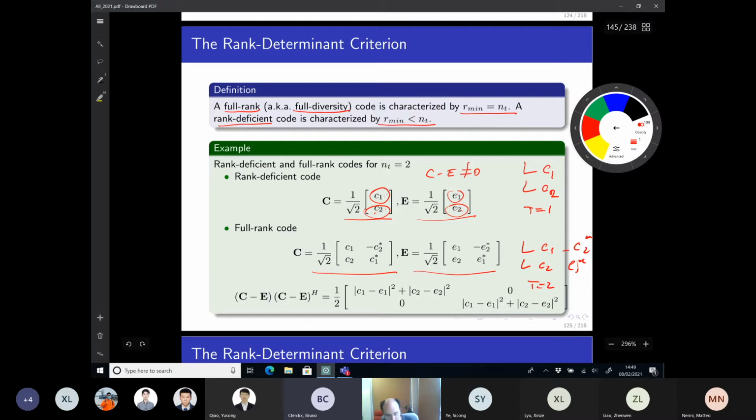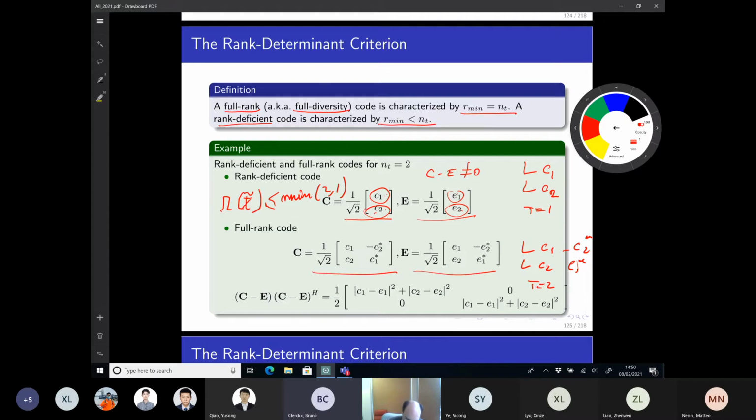Right, so this is a rank deficient code, obviously. Why? Because T is equal to 1, right? So the rank of E tilde here is at most the minimum between 2 and 1, right?